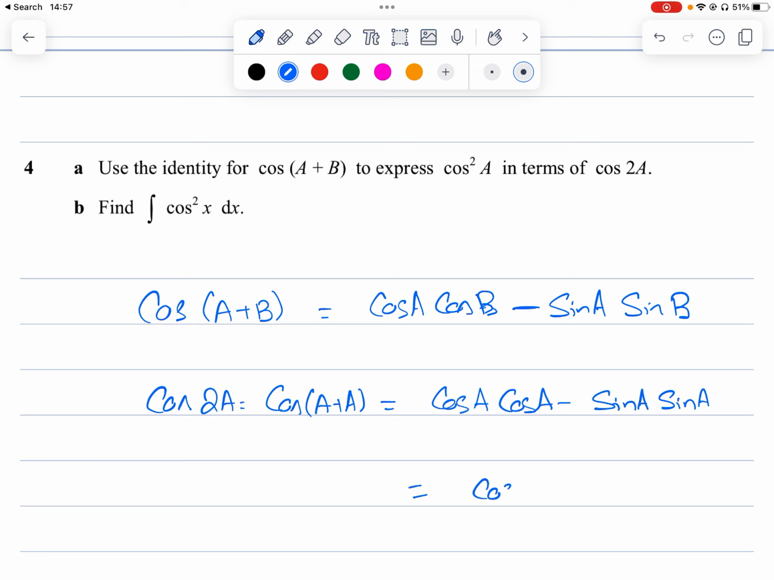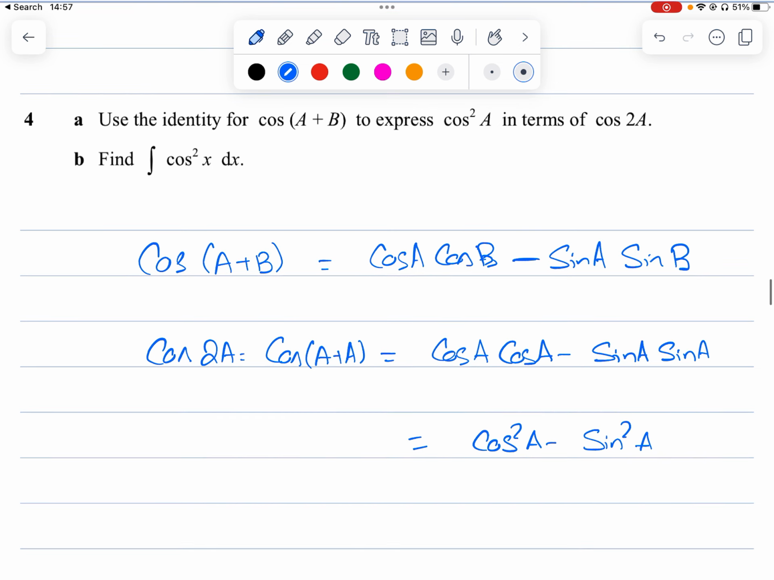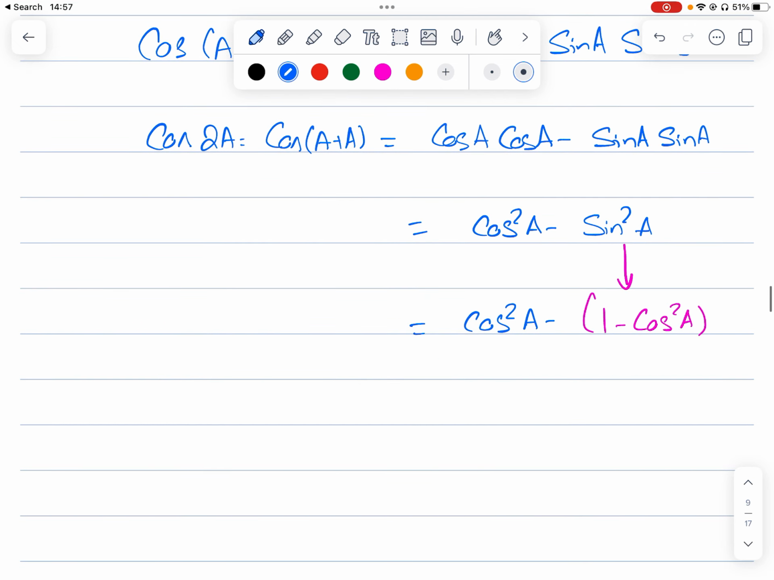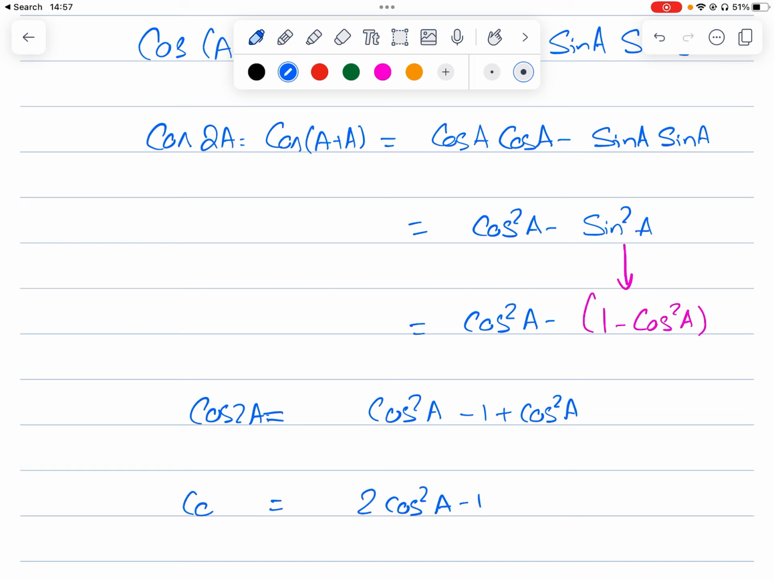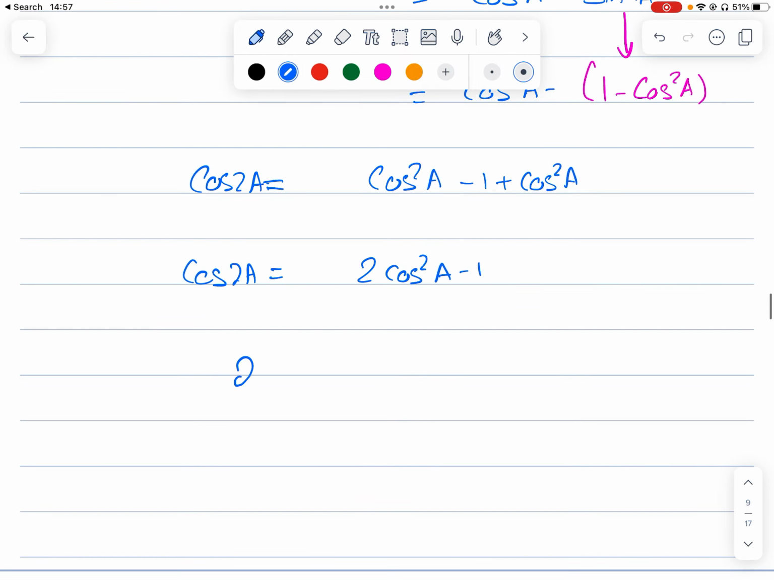Cos a cos a is nothing but cos square a. Sin a sin a is nothing but sin square a. But I want cos square, so everything should be in terms of cos square. So sin square can be written as 1 minus cos square a. So the remaining cos square a will remain as it is. Now I expand it out. So what do I get? Cos 2a equals cos square a minus 1 plus cos square a. So that is 2 cos square a minus 1 is cos 2a. But I want cos square a as the subject. So 2 cos square a equals 1 plus cos 2a. So cos square a equals (1 plus cos 2a) divided by 2.